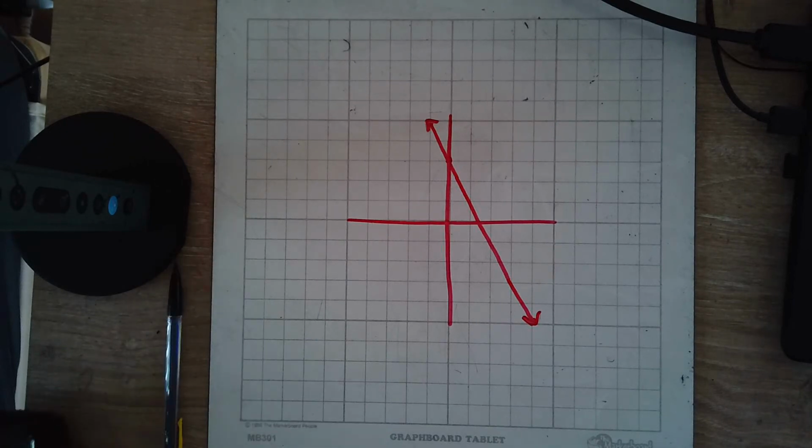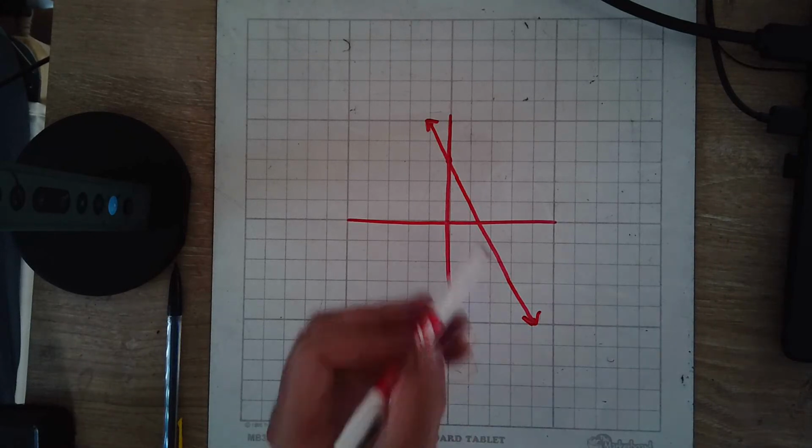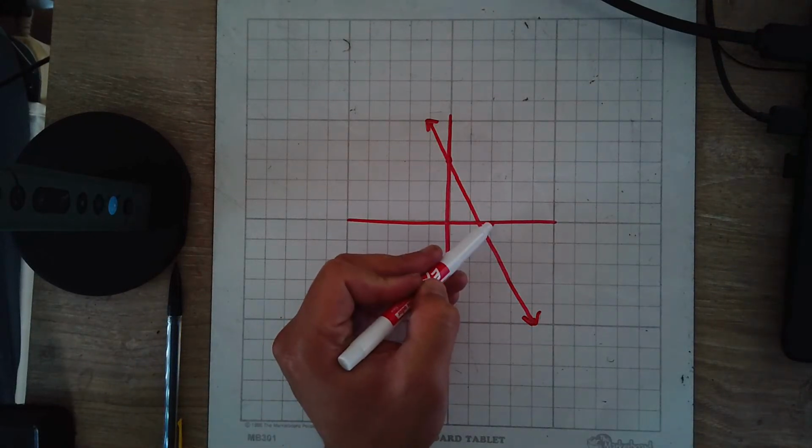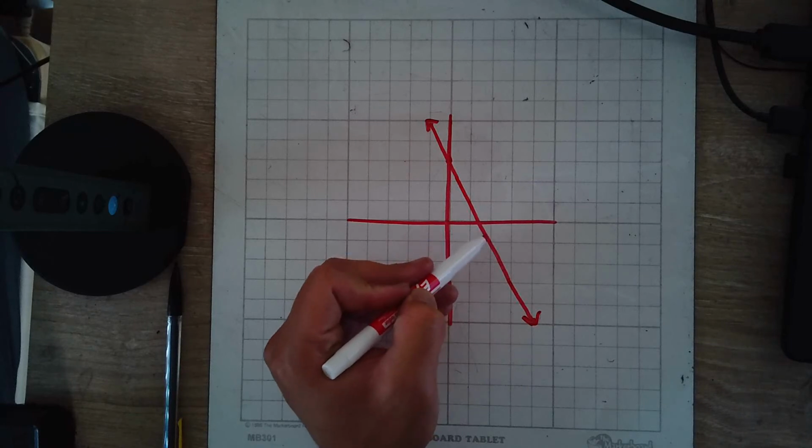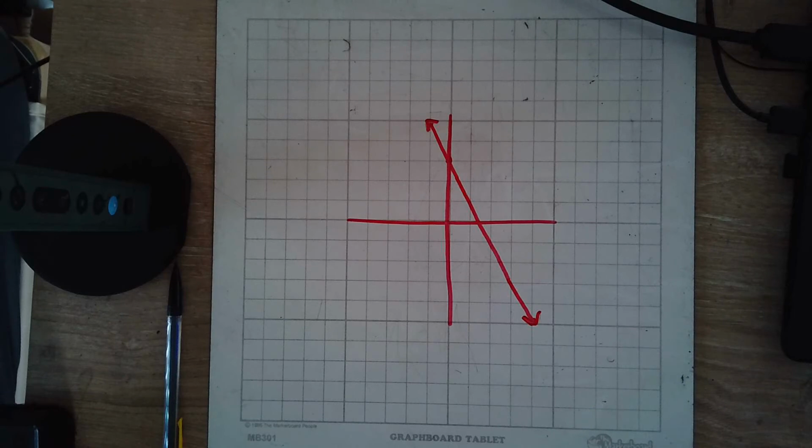Number 21 says our input is 2. So once again, we count 1, 2. And how do we get to our graph? We have to go down 1. So our output is negative 1.